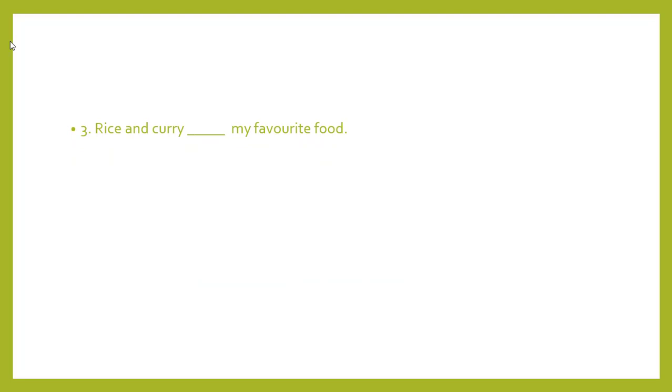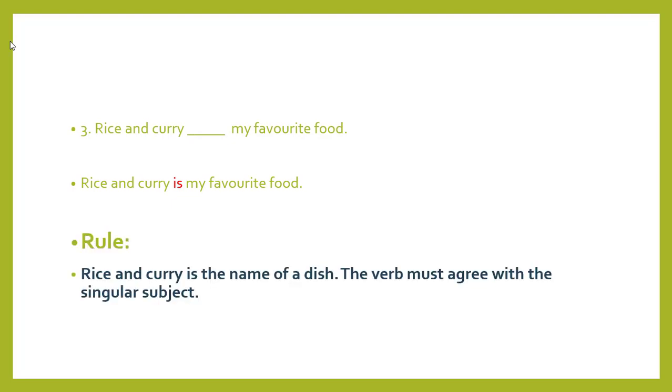Now we go to sentence number 3. Rice and curry dash my favorite food. What should be its solution? Can you think of it? Okay, its solution is, rice and curry is my favorite food. What is the rule behind this sentence? The rule is, rice and curry is the name of a dish. The verb must agree with the singular subject.